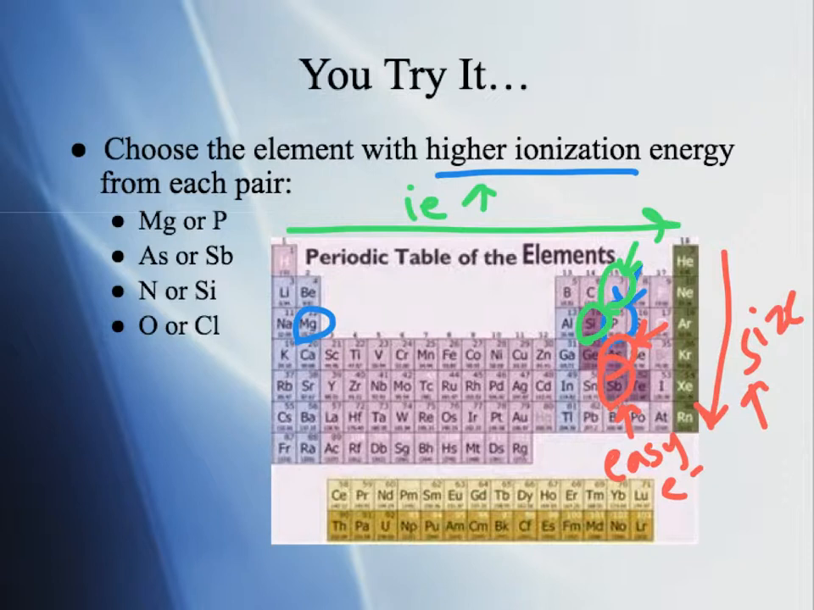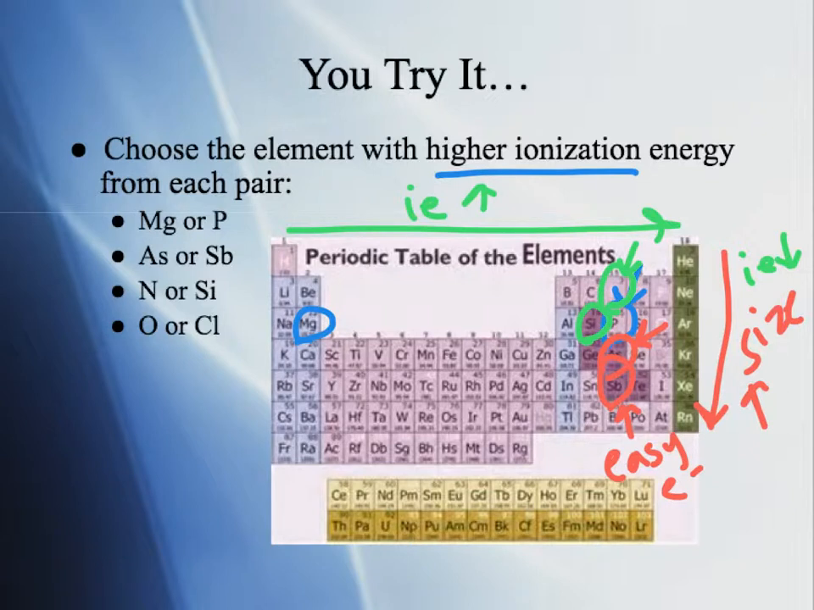And remember, as you go down, ionization energy decreases because you get bigger and bigger sizes. So silicon is going to have a lower ionization energy than nitrogen as well, because it's one row down from nitrogen. So either way you slice it, nitrogen is going to have the higher ionization energy.